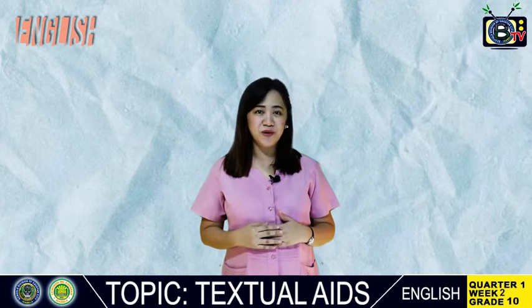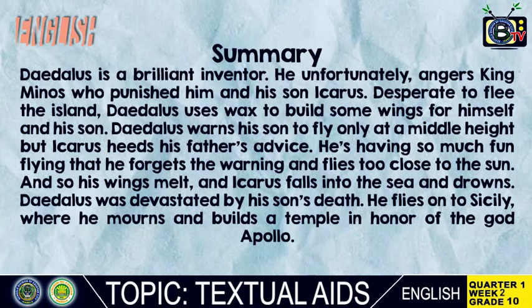Now let us proceed to the summary of the story. Daedalus is a brilliant inventor. He unfortunately angers King Minos, who punished him and his son Icarus. Desperate to flee the island, Daedalus uses wax to build some wings for himself and his son. Daedalus warns his son to fly only at the middle height, but Icarus disregards his father's advice. He is having so much fun flying that he forgets the warning and flies too close to the sun. And so his wings melt, and Icarus falls into the sea and drowns.